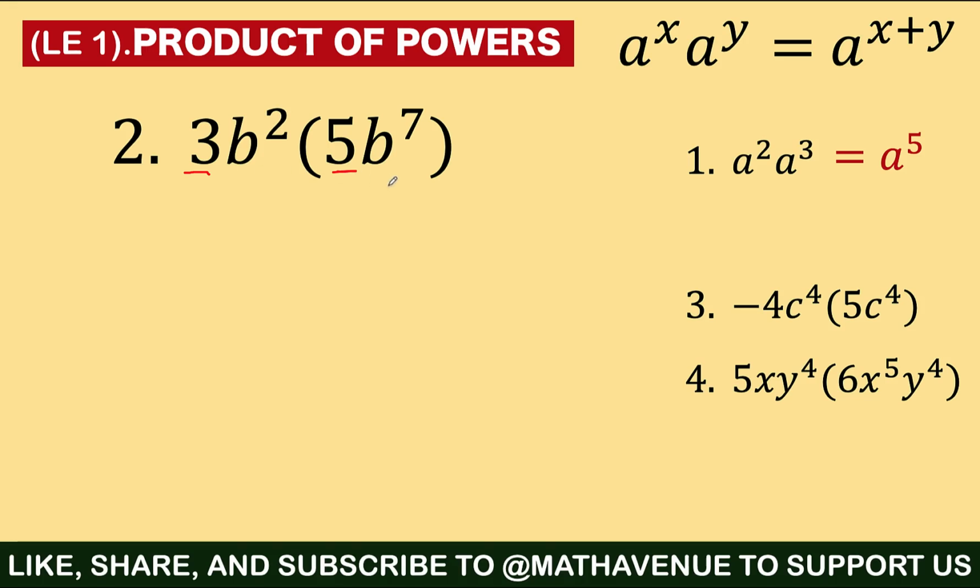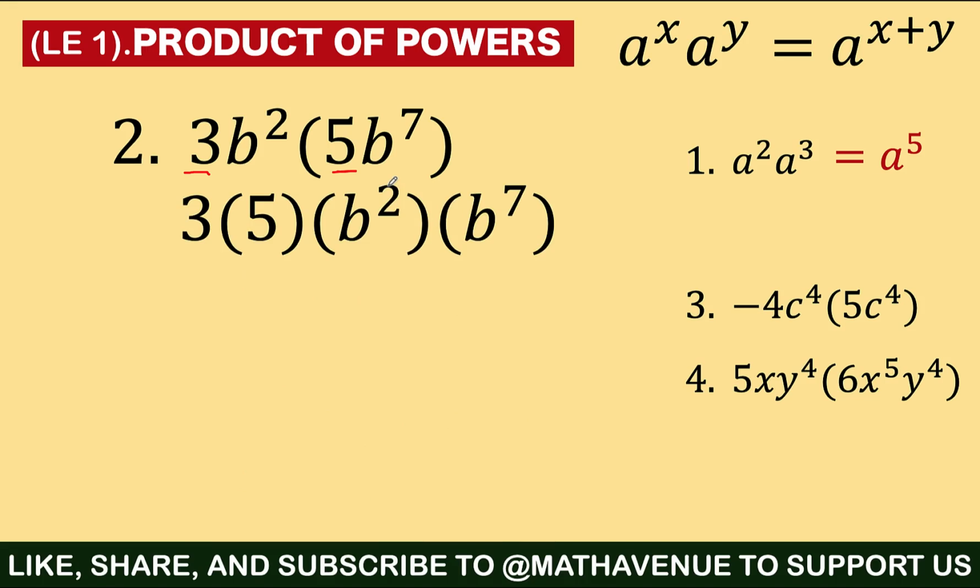So that means you are going to apply the commutative property and associative property so that you can rearrange and regroup the factors. So here, notice that 3 and 5 are now written together like this. This is considered as one group. And the factors with variables b to the 2nd times b to the 7th are also put side by side because we are going to group them together. And this is the application of commutative and associative property.